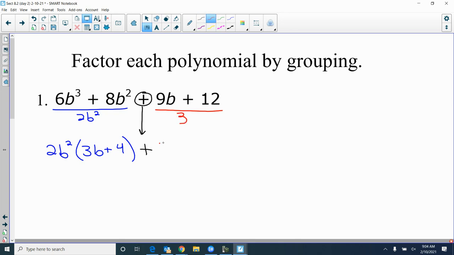3. And so you put the 3 down, and then when you divide them both by 3, I get 3b plus 4. Do you get matching parentheses now? Yep. So now I got to do one more step, because this technically isn't factored, because this is not a multiplication problem, because I'm adding two things.